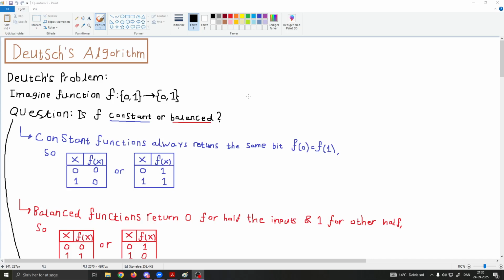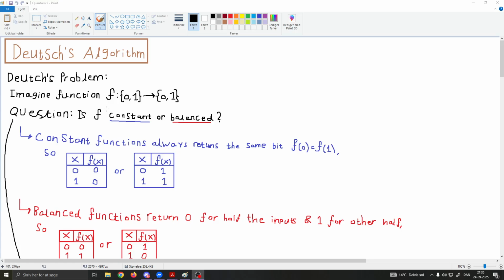Alright, guys. So, we're doing Deutsch's algorithm. Now, for Deutsch's algorithm, you have to understand Deutsch's problem.